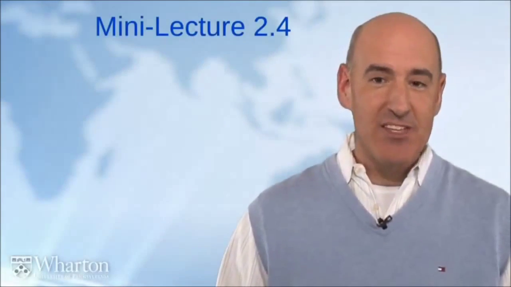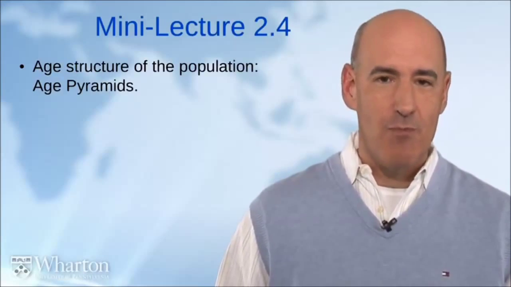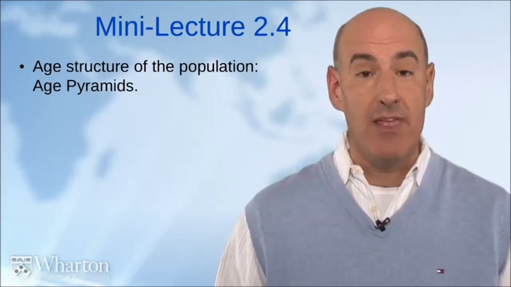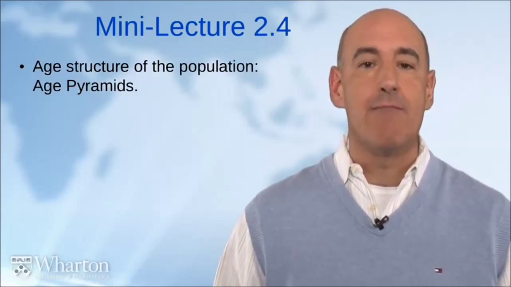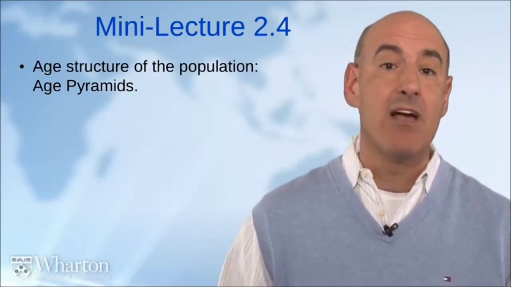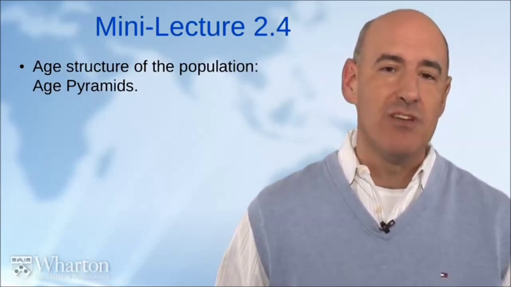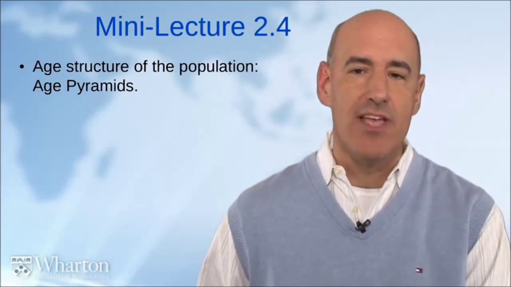Let's now turn to the age structure of the population. Depending on how many babies are born, and depending on how long people live, then we're going to see that different countries in the world are going to have more or less people in different age groups. Some countries in the world may have a lot of people in the older age groups, whereas other countries in the world may have more people in the younger age groups. So the way demographers capture the age structure of the population is through the so-called age pyramids.